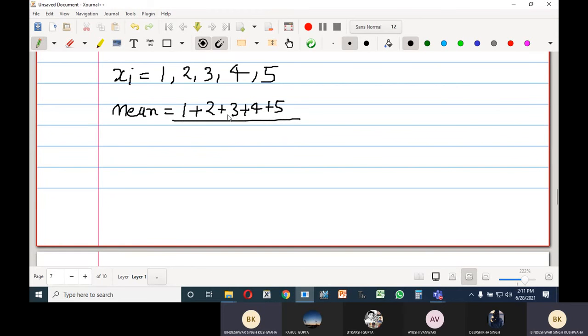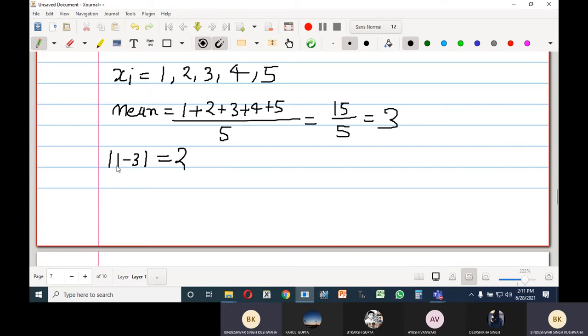So 3, 6, 10, 15. And you will divide it by 5. So 15 upon 5. Here you will write 15 upon 5. So mean is 3. Now you will calculate the deviation. You will calculate the deviation of each observation from the mean. So 1 minus 3, it would be 2.